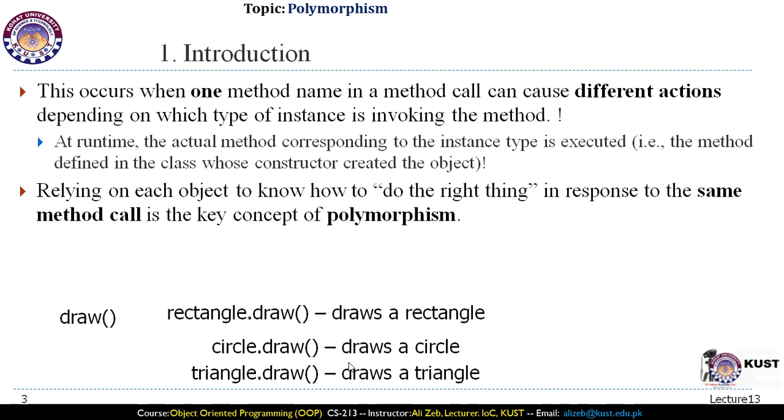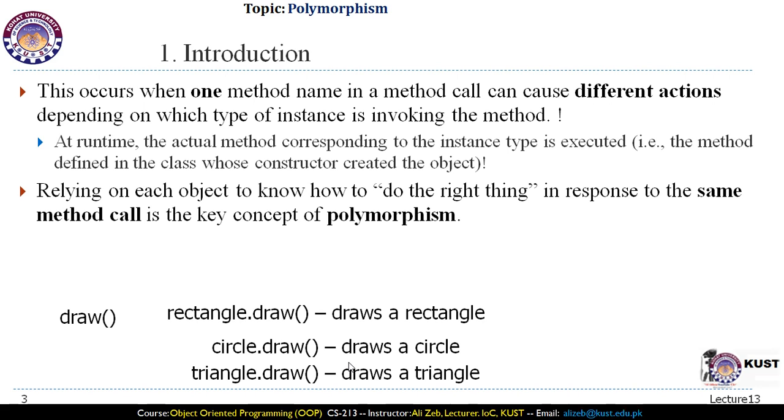So we totally depend on the objects. For example, the right thing for a rectangle object would be to draw a rectangle if we call the draw method on that object. Similarly, the right thing for a circle object would be to draw a circle when we call the draw method on that object. And the right thing for a triangle object would be to draw a triangle when we call the draw method on that object.